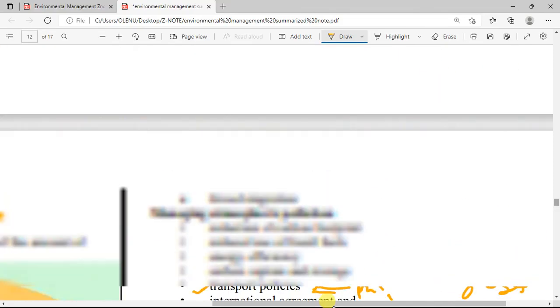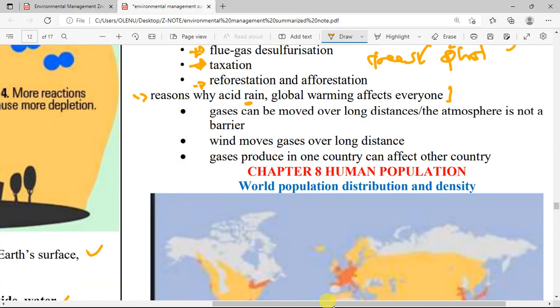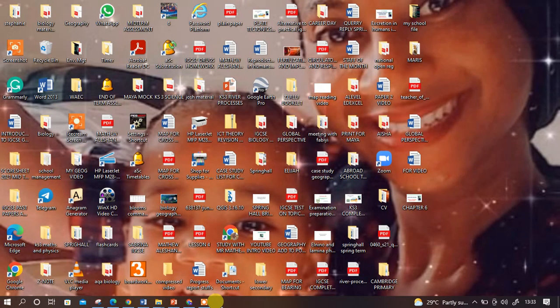Now that's it about the atmosphere and its environment. If time permits, I will also do a quick revision on chapter 8 on human population. So good luck in your exams tomorrow.